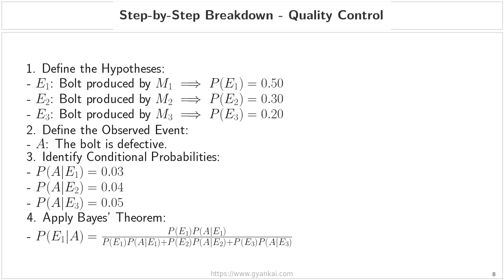Fourth, we apply Bayes' theorem. We are looking for the probability of E1 given event A. To do this, we take the probability of E1 multiplied by the probability of A given E1, and then divide that by the total probability. The denominator is the sum of all possible paths to a defect. The probability of E1 times the probability of A given E1, plus the probability of E2 times the probability of A given E2, plus the probability of E3 times the probability of A given E3.